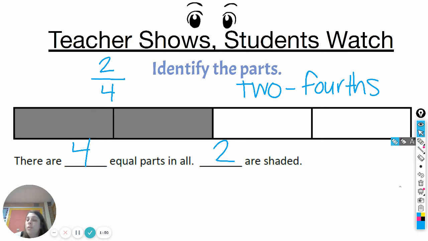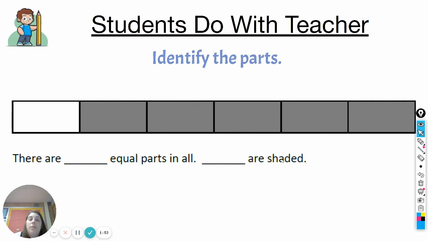Let's go ahead and go to our next example. This one I'm going to have you try with me. The first thing I would like you to do is count how many equal pieces there are and write that on your whiteboard.